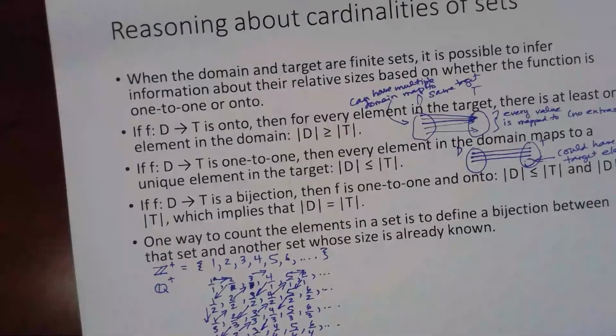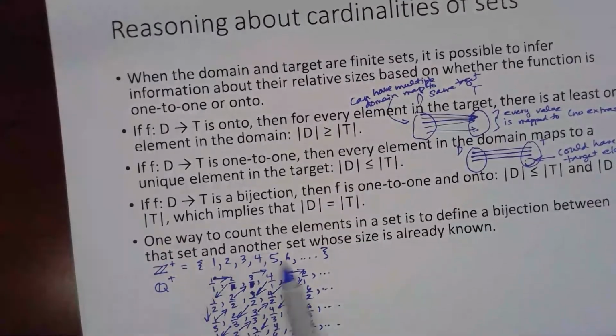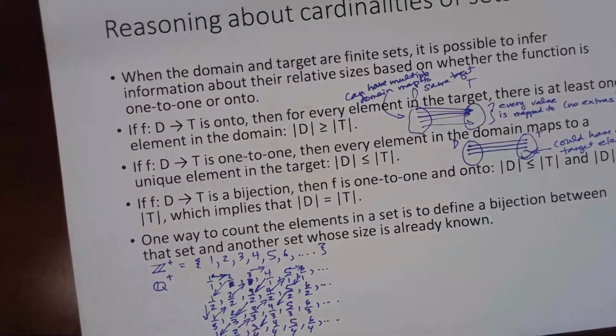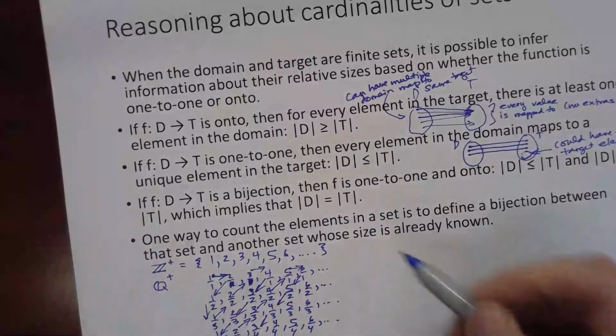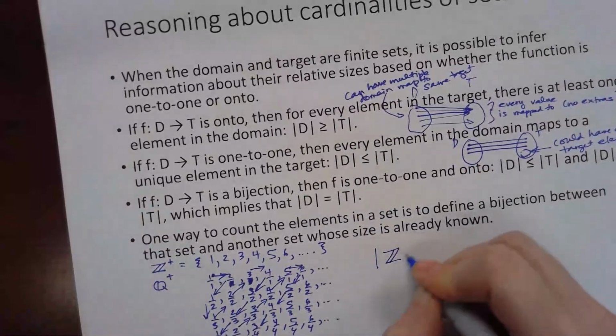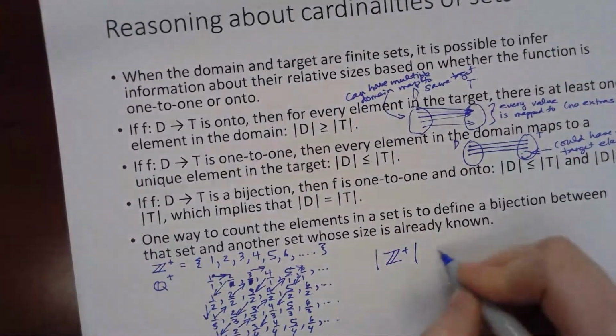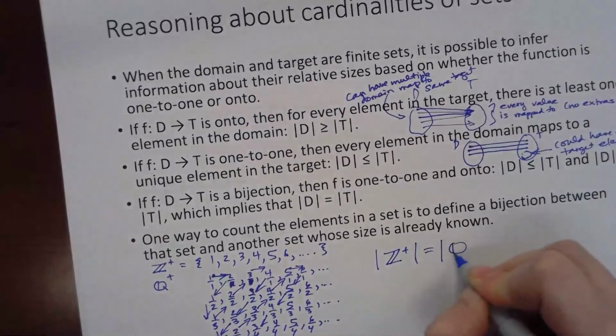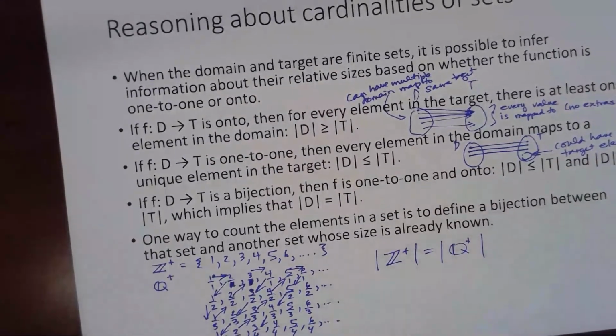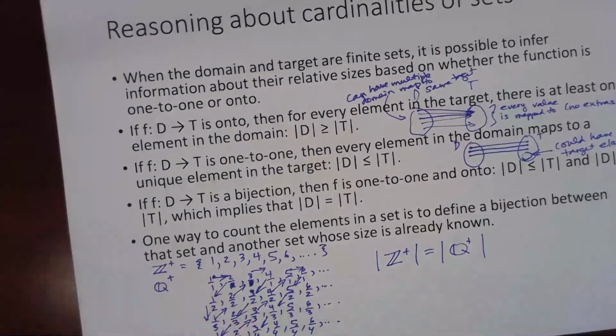So if I do a careful mapping, I can cover every possible fraction I could ever write. And now I know, because I've defined a bijection between this set and this set, that the cardinality of the number of positive integers is exactly the same as the number of positive rational numbers. So it seems like there's more of these, but they're not. They're actually the same.